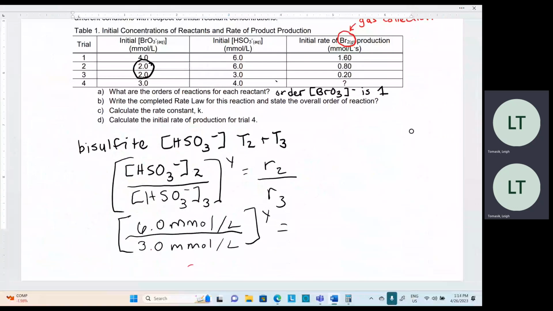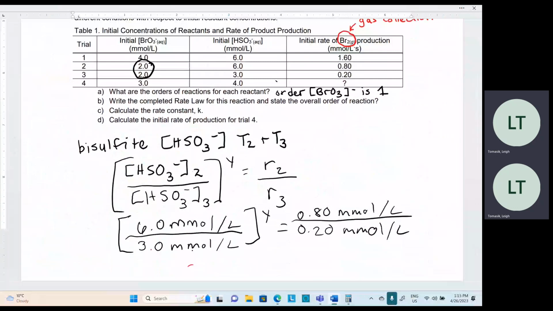And then we have the rate in trial 2 is 0.80 millimole per liter, and in trial 3 is 0.20 millimoles per liter. Come on, pen. There we go.